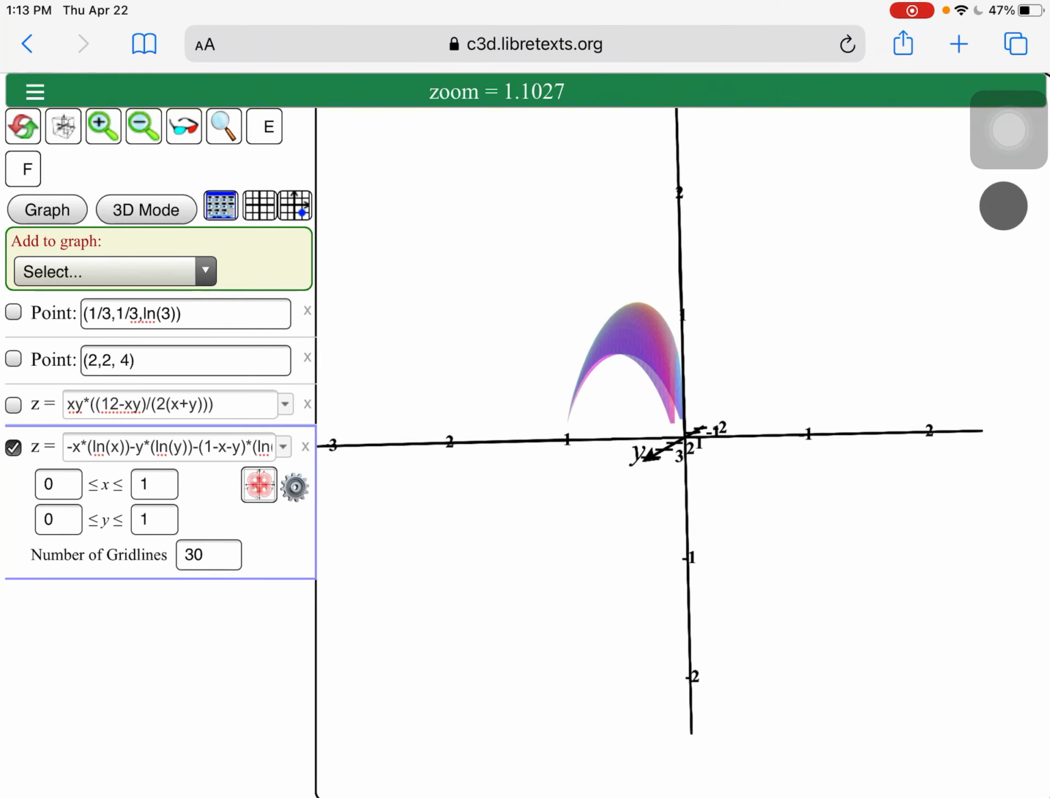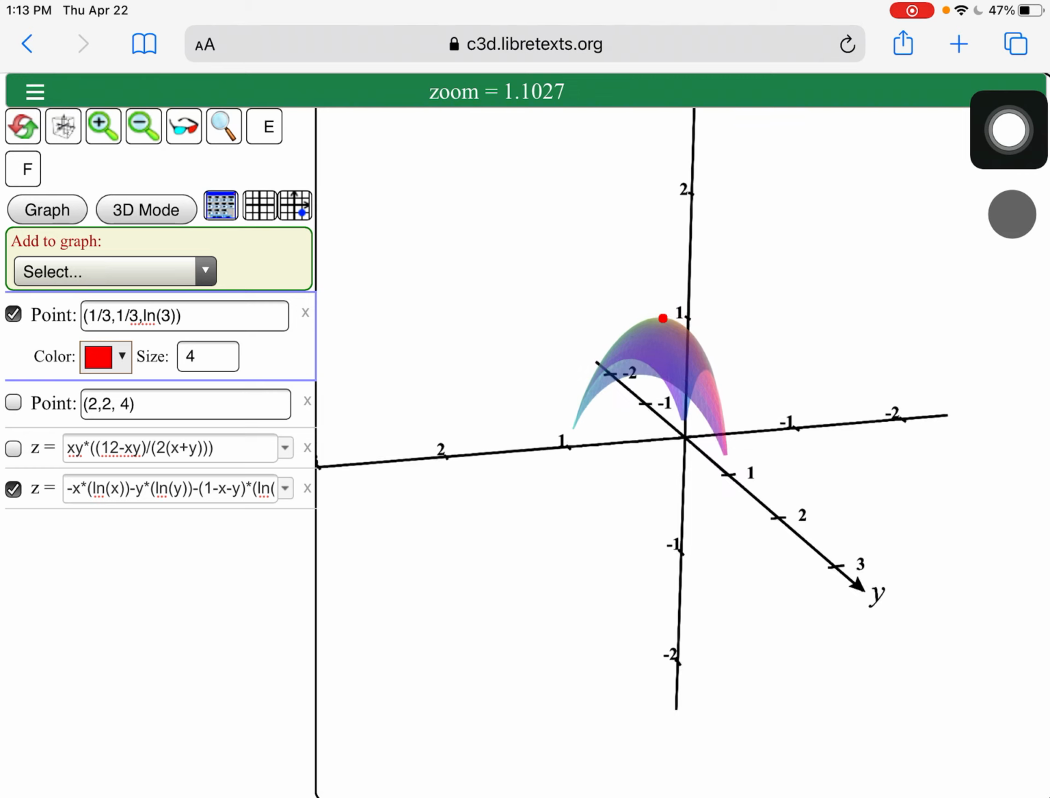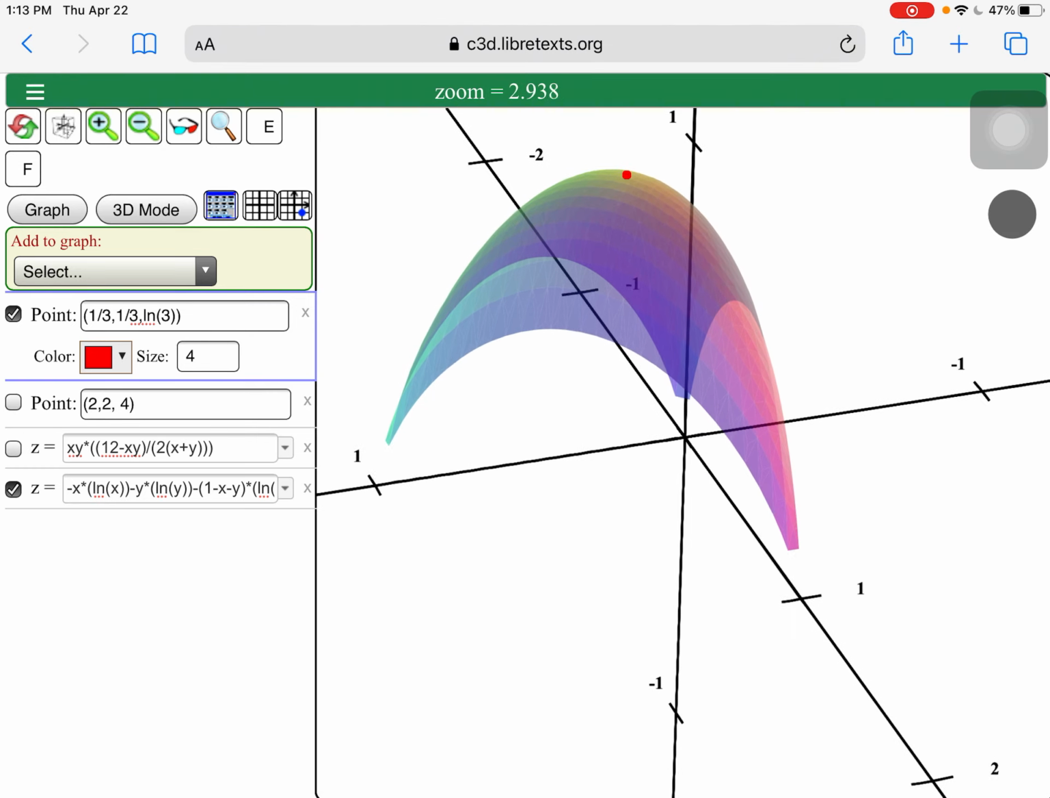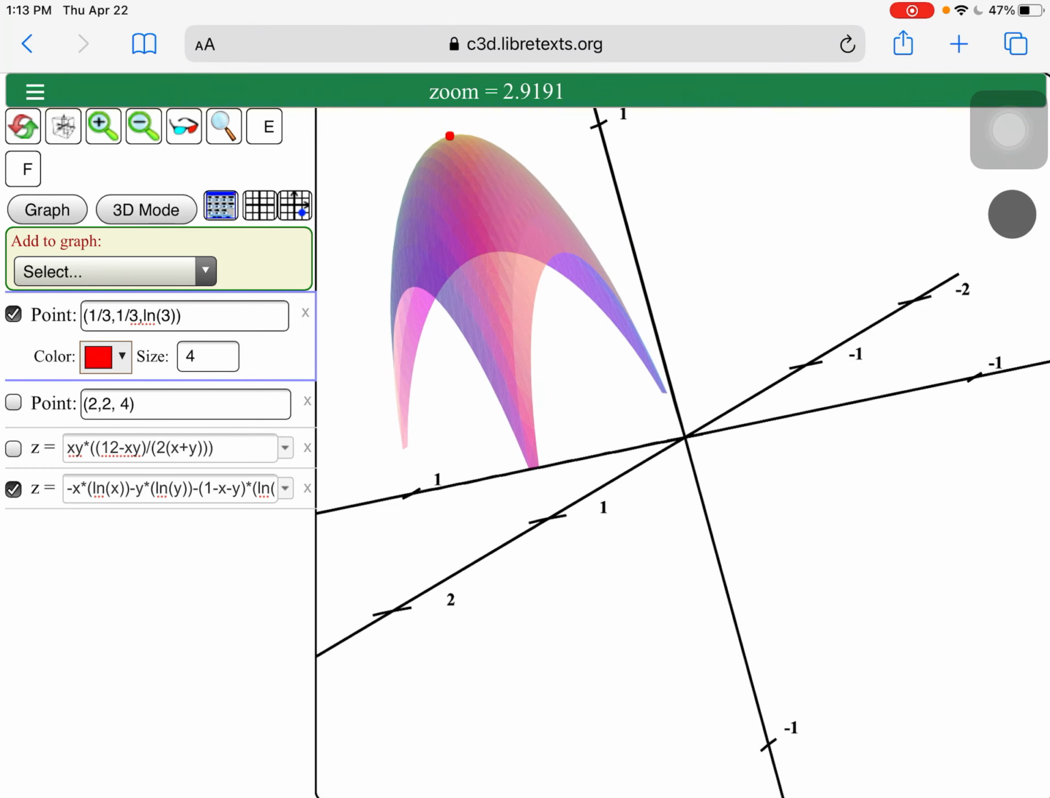And if I turn on the point on the left here, 1/3, 1/3, ln of 1/3, that is the point we just calculated. This is the x value, 1/3, y value, 1/3, and then we're plotting h of x comma y, not h of x comma y comma z. So the z value here is the output, which is ln of 1/3. And you can see that is indeed the absolute extremum.